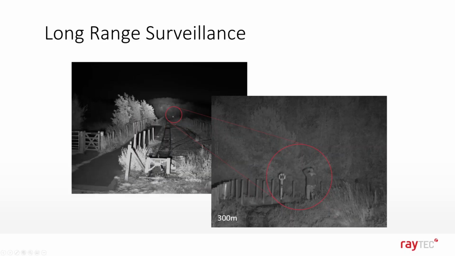So also long range surveillance as well. This is an example of a 300-meter project. We can see that when the camera is zoomed out, we're getting a very nice image. But the important thing is what happens when the camera zooms in as well. We can see that area here when we zoom in 300 meters away, we're still getting a good image.